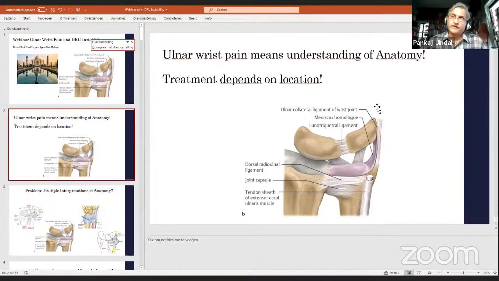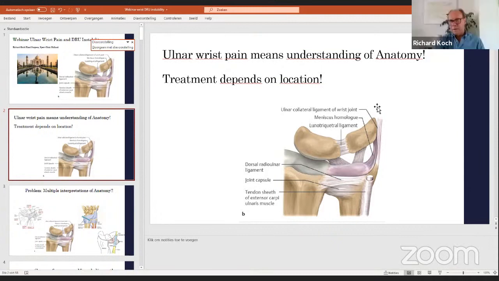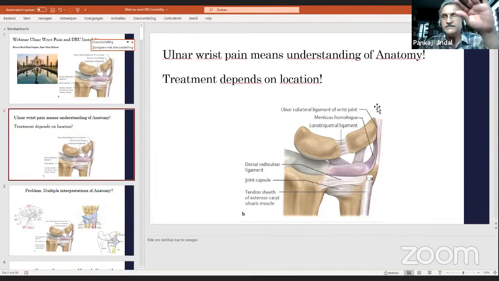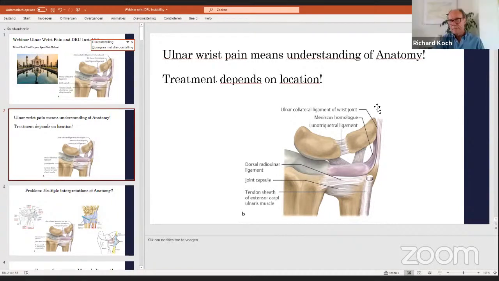Now, because there is an impaction, you will also see a lot of attrition of the central part of the TFCC. And because it is central, it is avascular, you are just debriding, that's all. Yes. Now, there might be situations where you have, in addition, an instability. So will you stabilize it in the same sitting or do it separately?